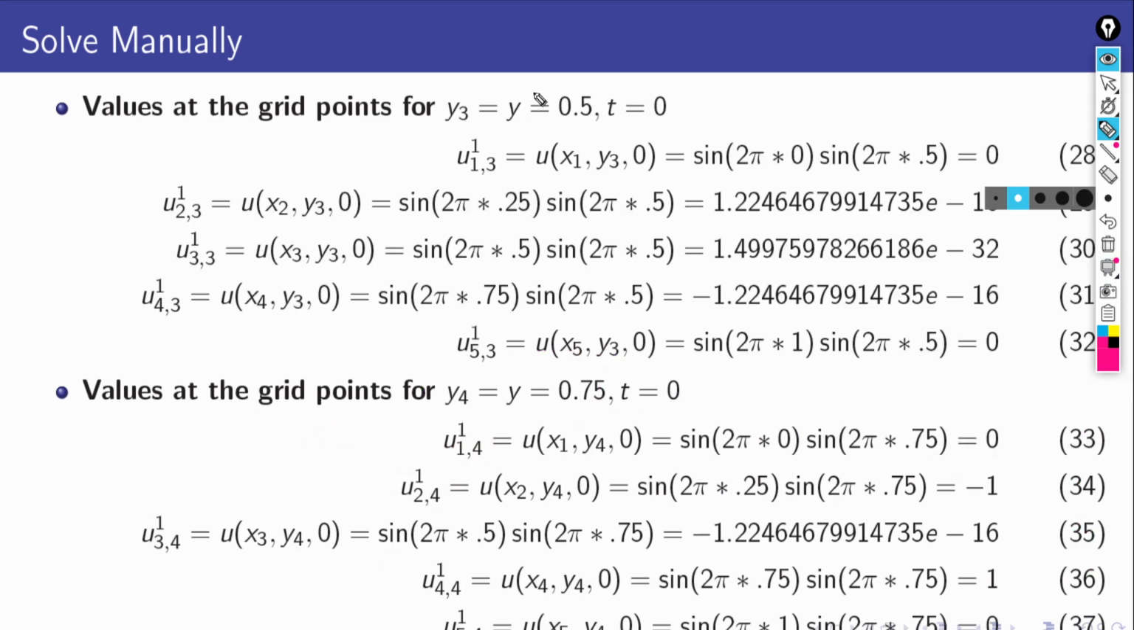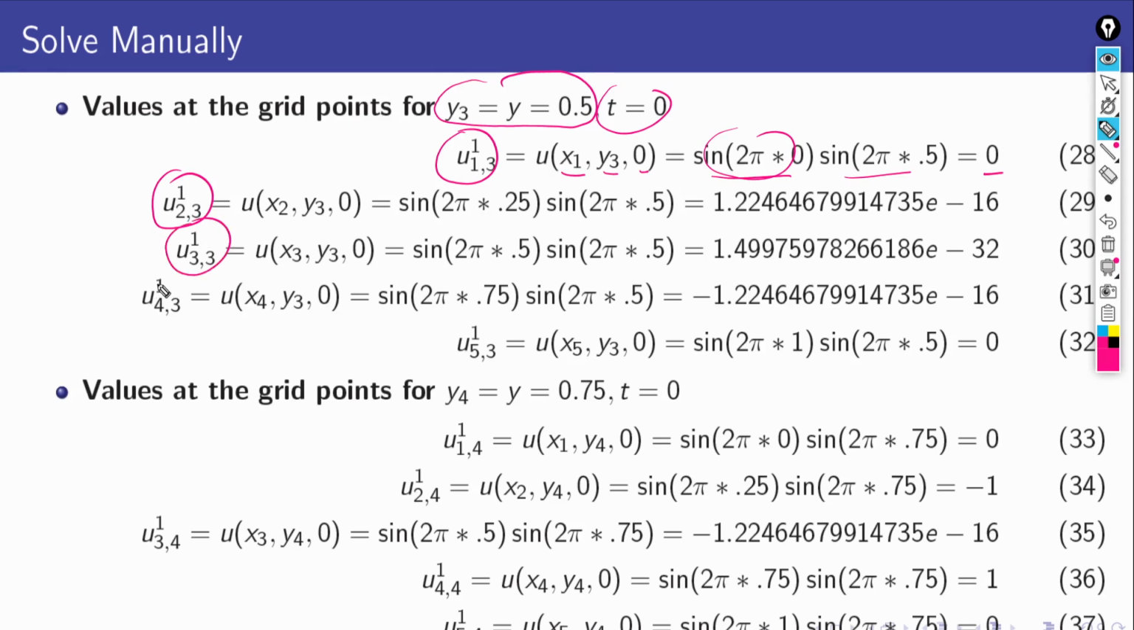Here also we are computing when y3 is equal to 0.5 and t is equal to 0. In the same way, we are computing the value of u113, here x1, y3 and t equal to 0. Put these values in the given equation, and since sine 0 is 0, it will automatically be equal to 0. Similarly, you can compute the values of u123, u133, u143 and u153. The first and last values are the boundary values, so these always will be 0, and the others are non-zero values.